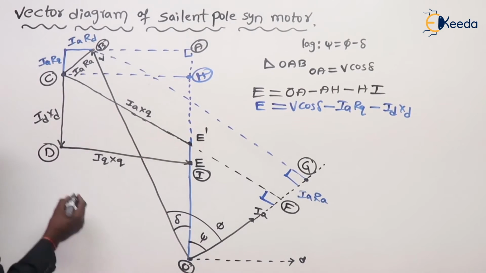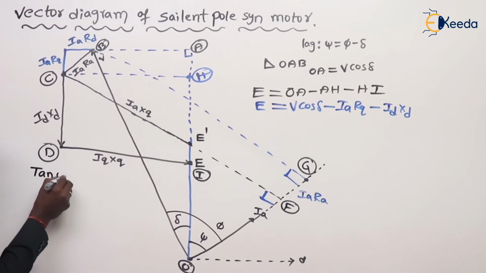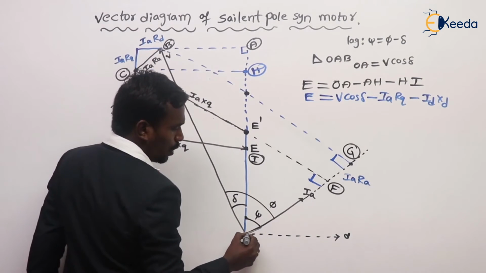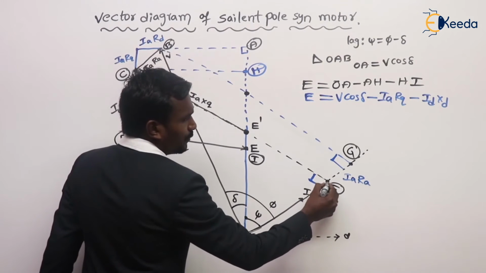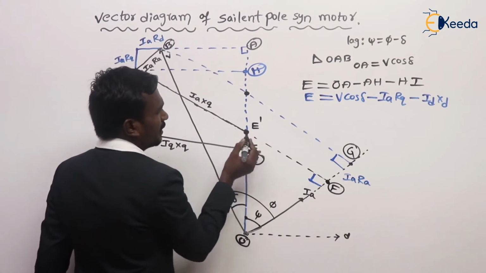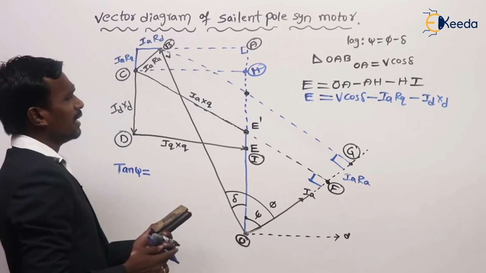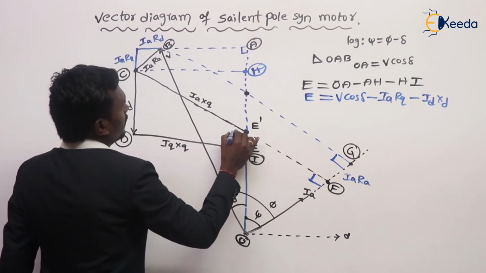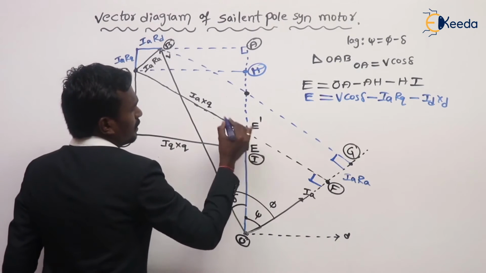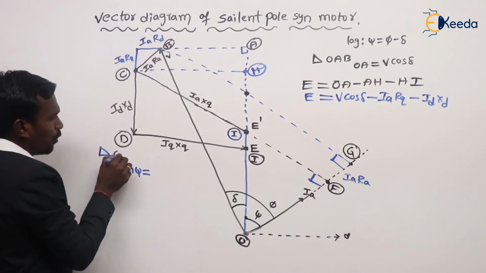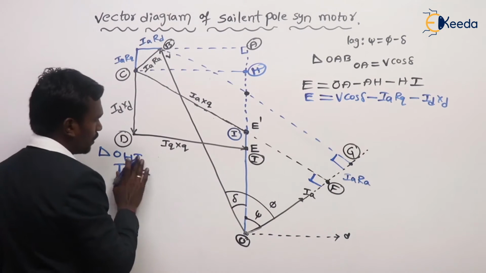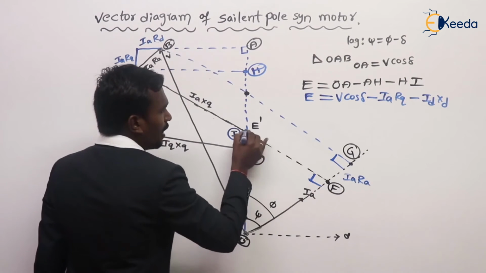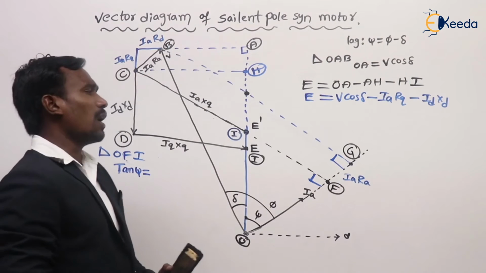Next one, tan xi. I am calculating here. Tan xi is equal to, from this triangle OF, and this is the point. Here we are not given the points A, B, C, D, E, F, G, H, I. For example, I am taking here a point I. So from the triangle OFI, not OHI, from the triangle OFI, tan xi is equal to opposite by adjacent.